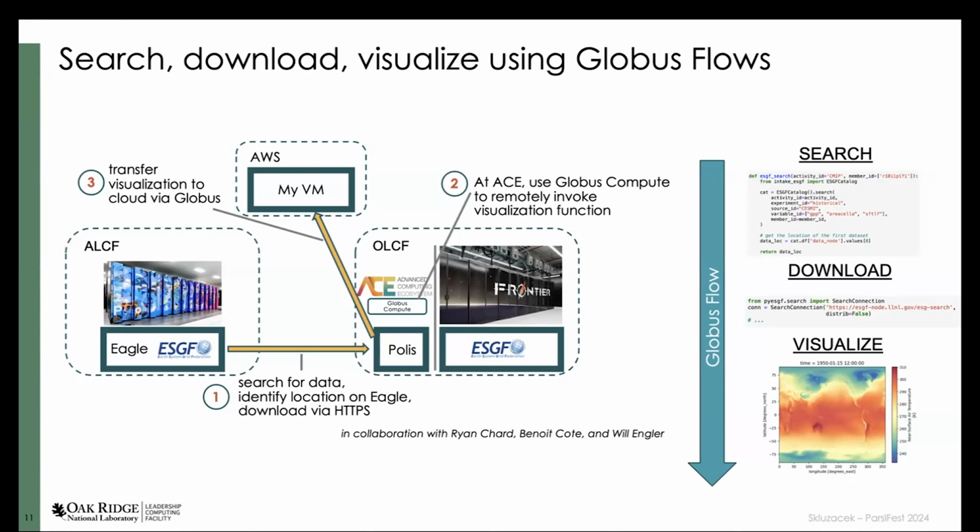We can create visualizations. It's a Globus Compute function: write whatever you want, deploy it wherever. And then transfer the visualization to the cloud using Globus. So the idea is that this capability demonstrates that we can transfer data in, operate on it, and transfer data out. On the right here, you'll see on the laptop screen the Globus Flows.